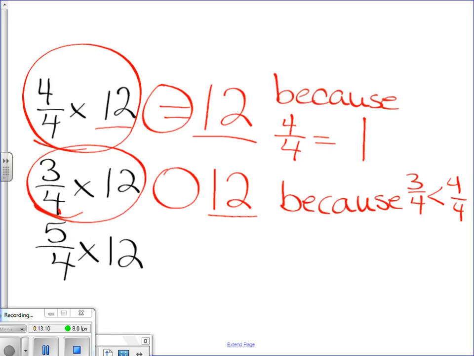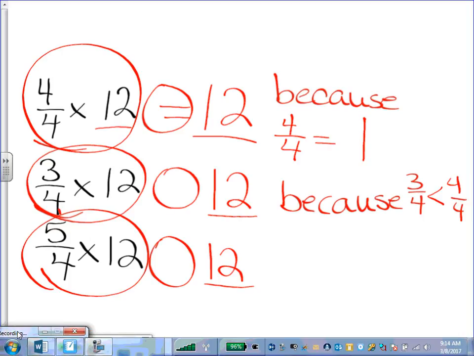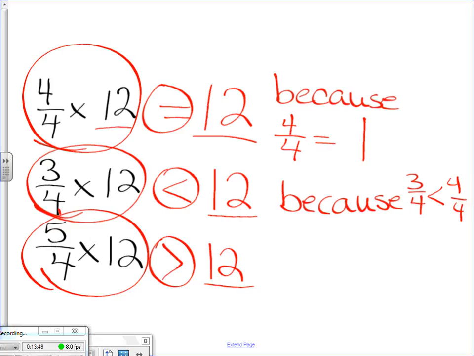Because 4/4 is equal to 1. Because 3/4 is less than 1. So, if we were comparing this to 12, 5/4 times 12, our product, would it be greater than, less than, or equal to 12? Haley? Exactly. Because 5/4 is greater than 1. Oh wait, I forgot to write that. So this is greater because 5/4 is greater than 1. And so you don't have to do the work there. You can just kind of go, oh, this is that because that is that.